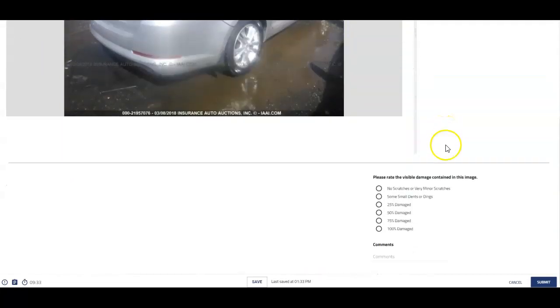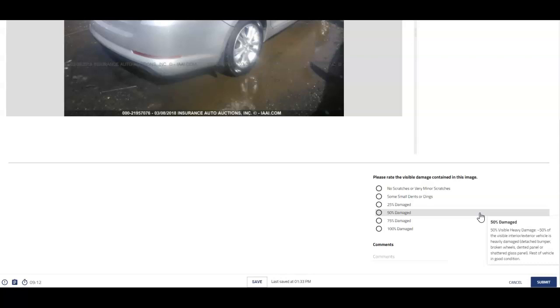Okay, now moving on to 50% damage. So 50% is visible damage. It could be interior or exterior of the vehicle that is heavily damaged. But remember, 50% of the vehicle must still be in good condition.